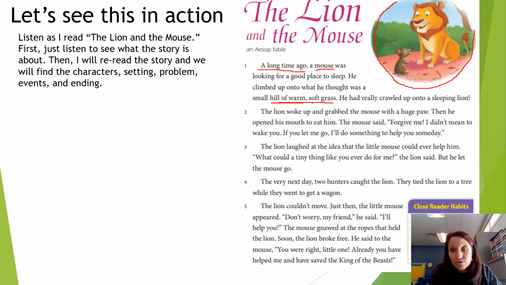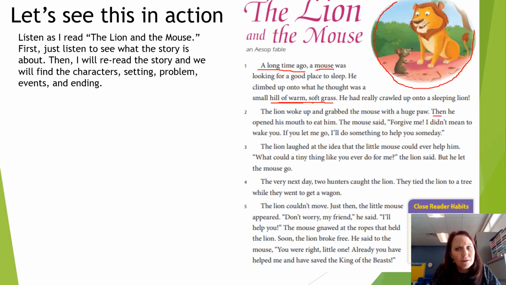We now need to look for the problem, the events that happened after the problem, and the ending. The lion woke up and grabbed the mouse with a huge paw. Then he opened his mouth to eat him. The mouse said, "Forgive me, I didn't mean to wake you. If you'll let me go, I'll do something to help you someday."